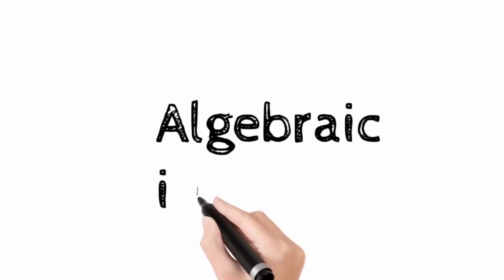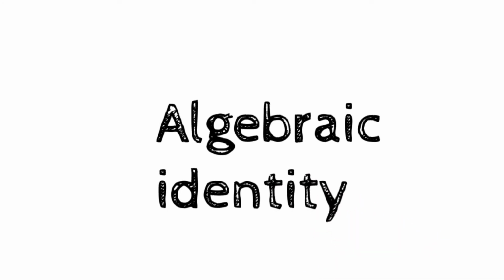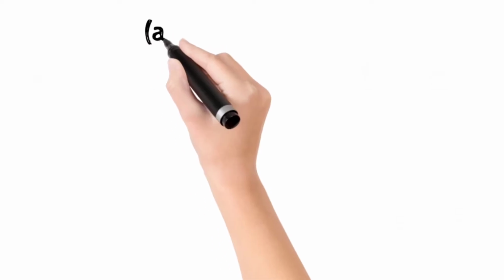In this video we are going to talk about algebraic identity. This word is coming up again and again, and you are all familiar with identities. You have learned some standard identities in the previous classes. So let's first recall these identities.